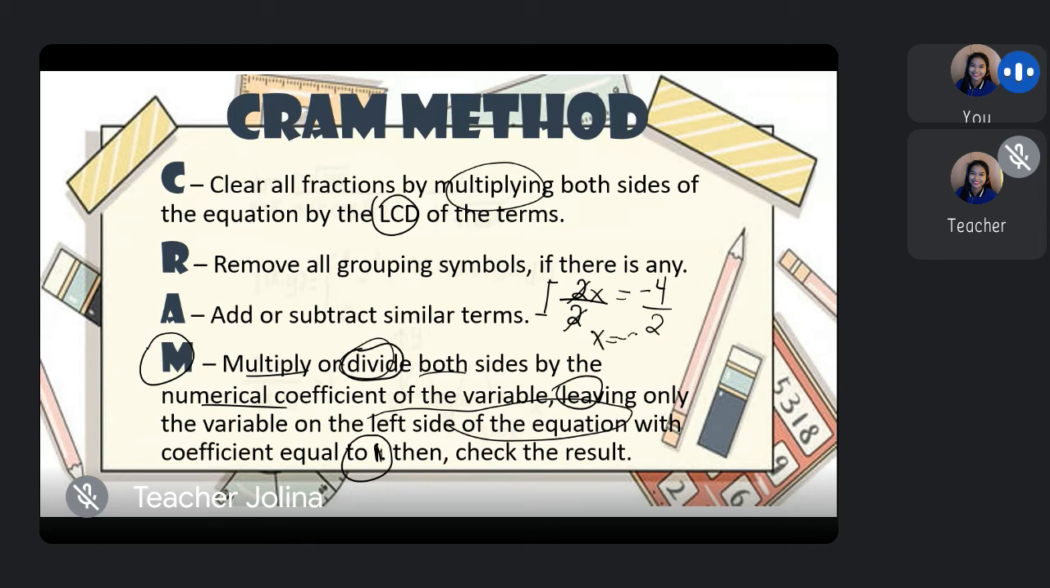Okay? And then, after po ng CRAM method na yan, sabi dito ay check the result. So i-check natin yung result kasi nga sabi natin para masabi na rational equation, dapat yung dalawang expressions or dalawang terms po ay equal. So dun sa checking ng result, pag nakita natin na nag-equal po yung dalawang expressions, then it is a rational equation and yung solution x natin na ginamit, that is the right value of x or right solution for that equation. So, let's have an example.